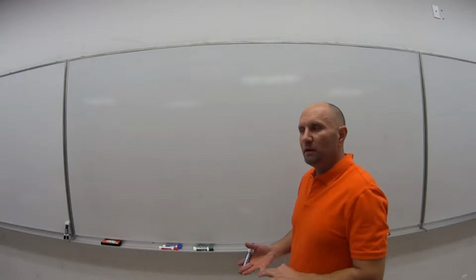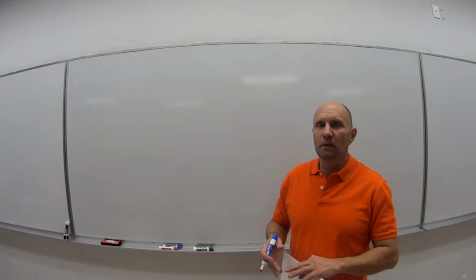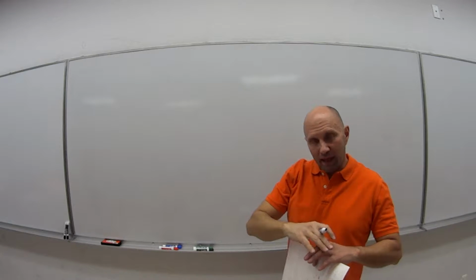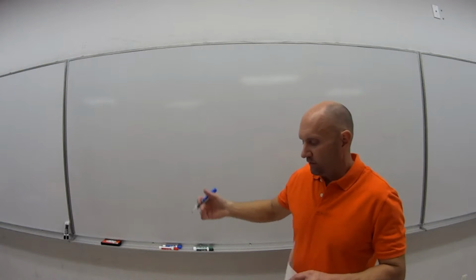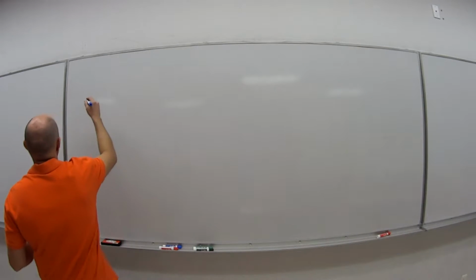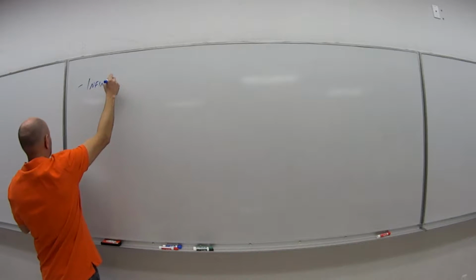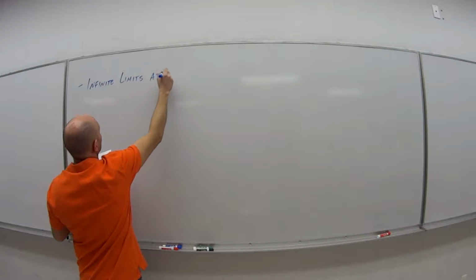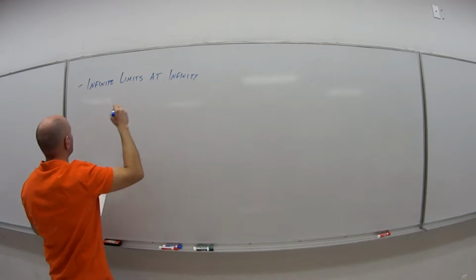Let's think about what we've been dealing with. Section 1.6, we're talking about infinity now. We had that limits were going to infinity. We had that x was approaching infinity, plus or minus. This last video, we're looking at infinite limits at infinity. So we're putting it all together now.